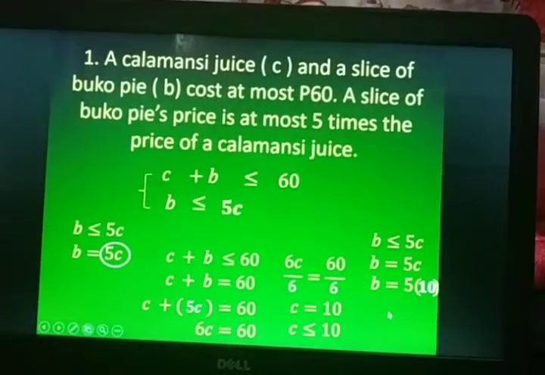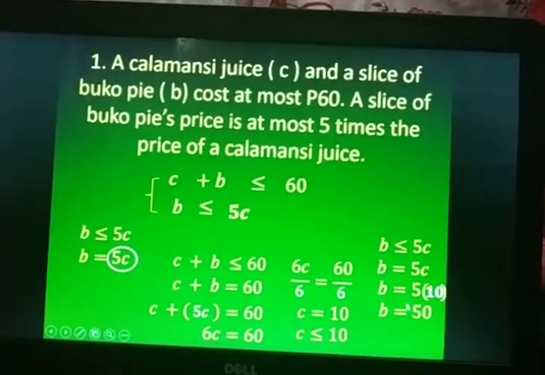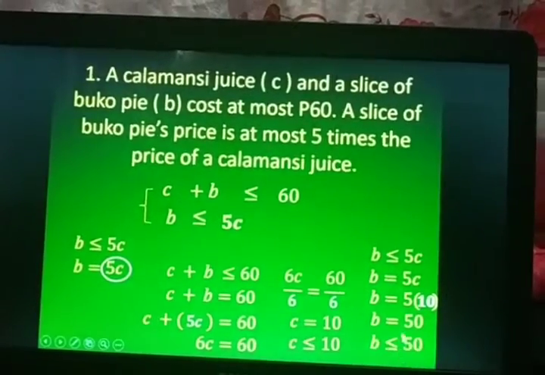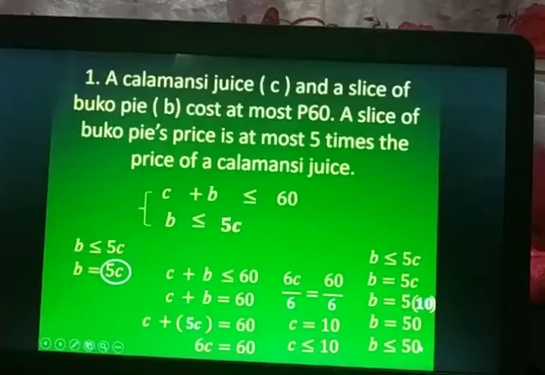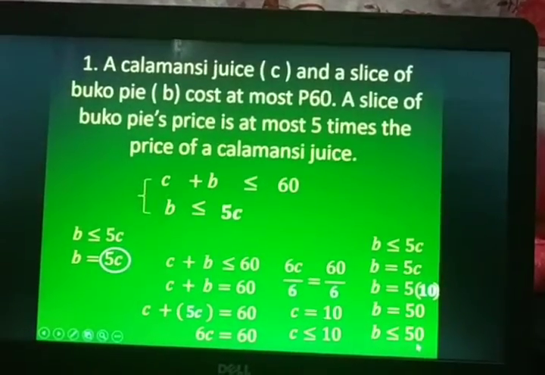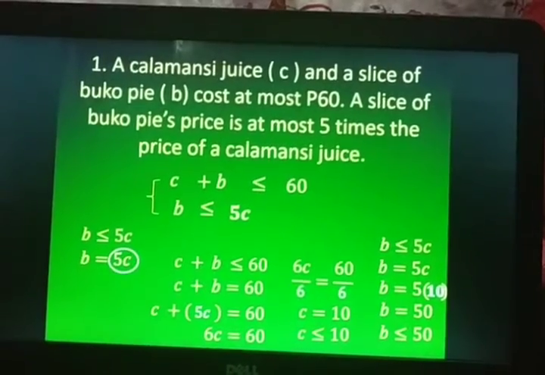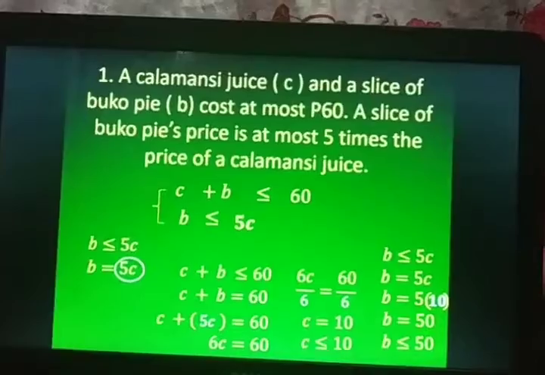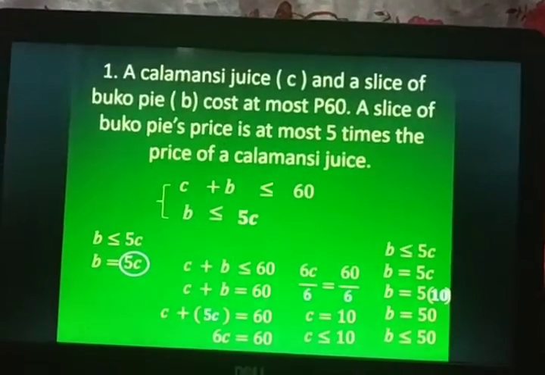There, 5 times 10 is 50. Then change the equal sign again into less than or equal to. That's B is less than or equal to 50, which means the highest price of buko pie is 50, and it can go lower. Okay? So, 50, 49, 48, 47, 46, 45.